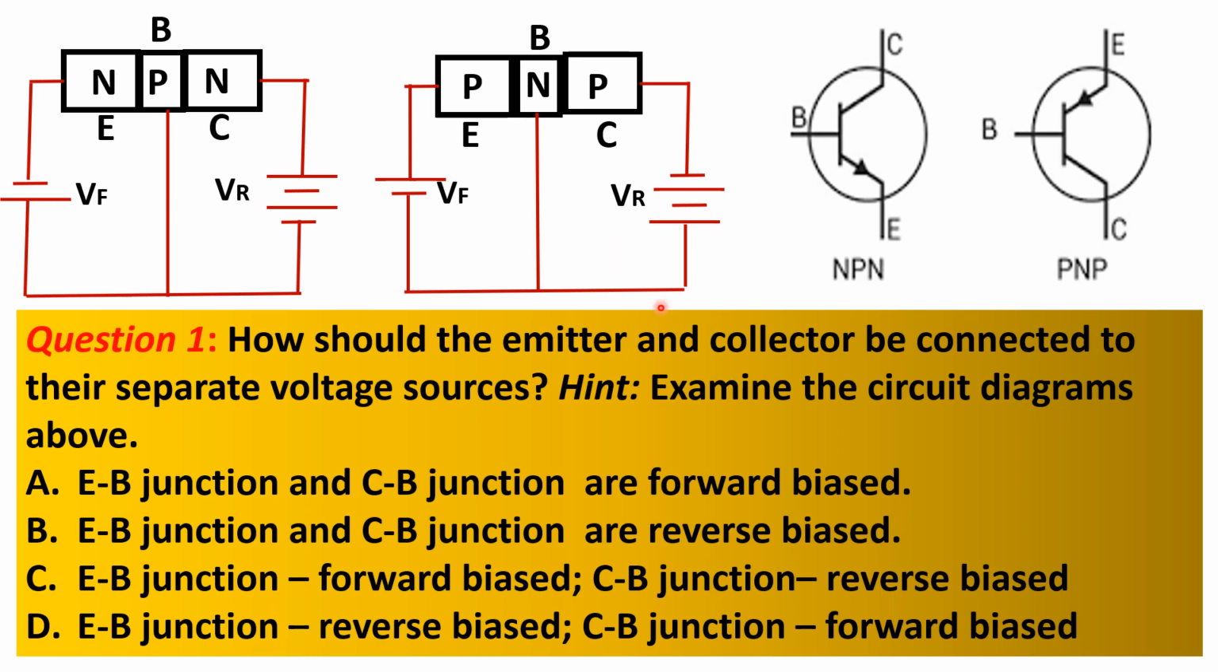Therefore, looks like our answer for this question is letter C. Letter C, the emitter-base junction is always forward bias, and the collector-base junction is always in reverse bias.